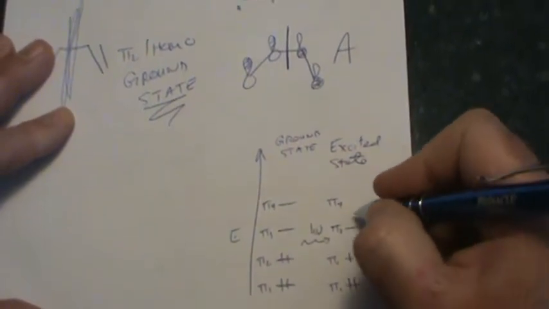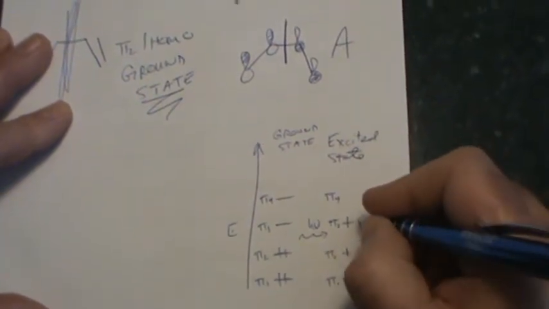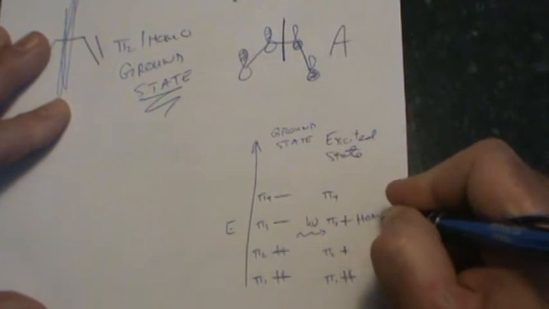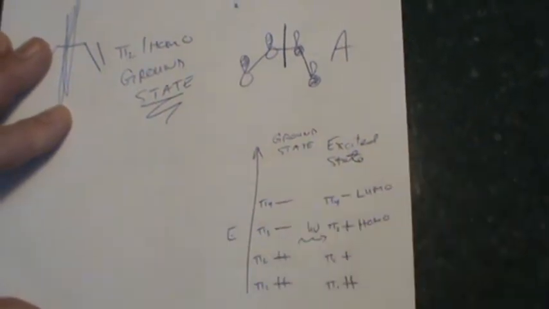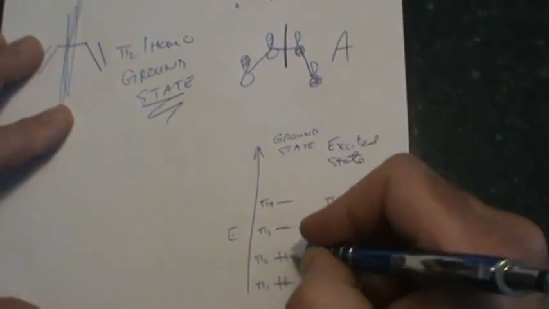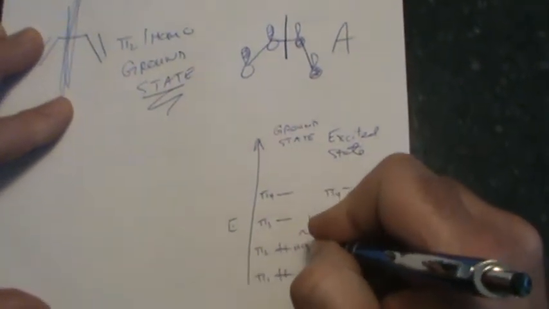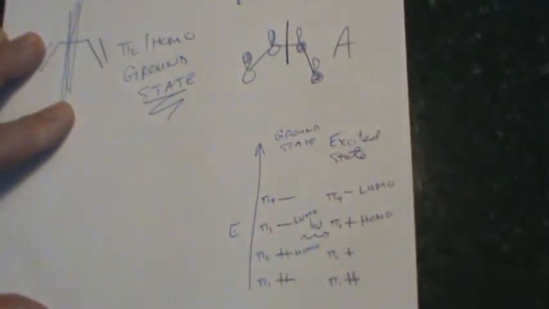Now there's only 1 electron in pi 2, and there's 1 electron in pi 3. For the excited state, the highest occupied molecular orbital is pi 3, and pi 4 becomes the lowest unoccupied molecular orbital. Over here, back in the ground state, the highest occupied molecular orbital was pi 2, and the lowest unoccupied molecular orbital was pi 3.